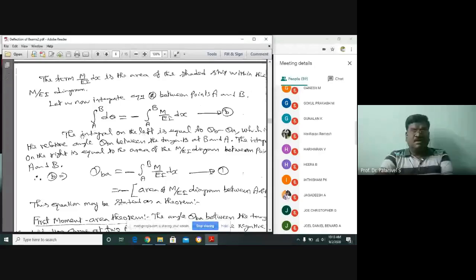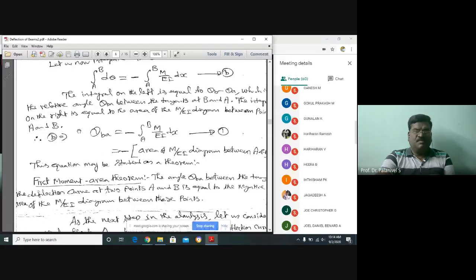What is the left-hand side? The integral on the left is equal to theta B minus theta A. If you integrate d theta, you get theta, and substituting the upper and lower limits gives theta B minus theta A, which is the relative angle of rotation between the tangents at B and A. The integral on the right, minus the integral from A to B of M by EI into dx, is nothing but the area of the M by EI diagram between A and B.